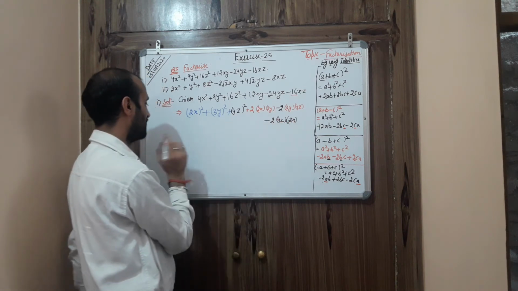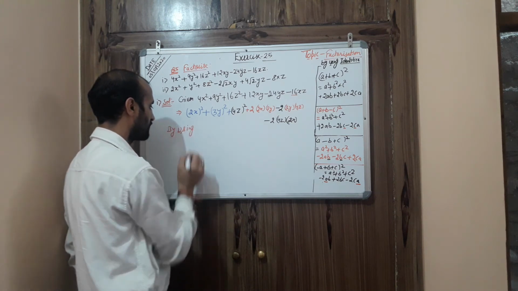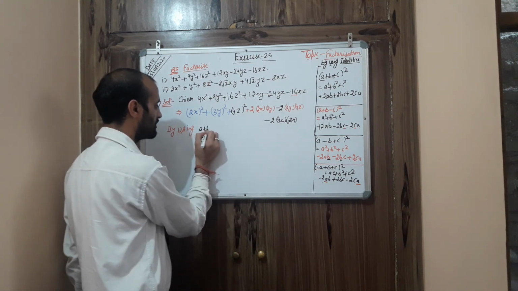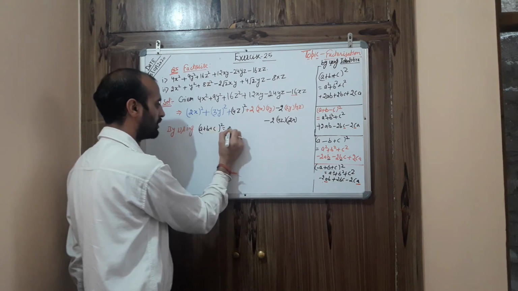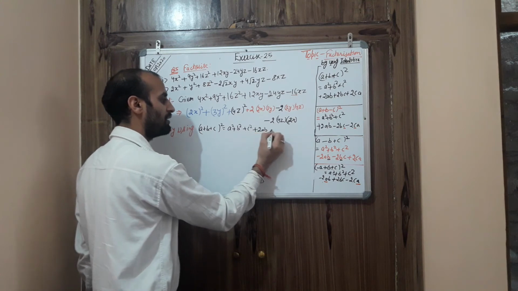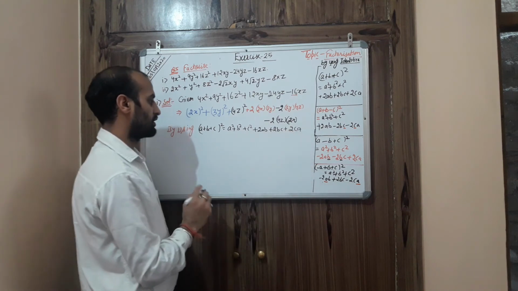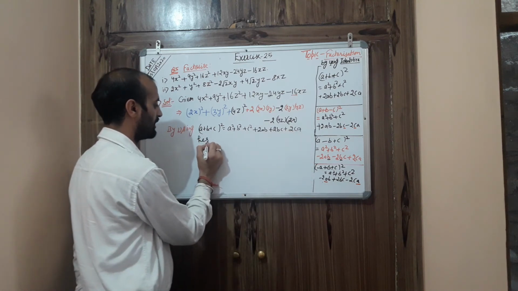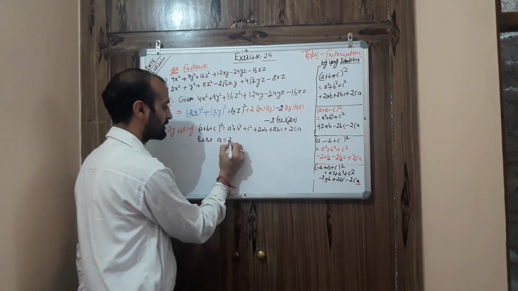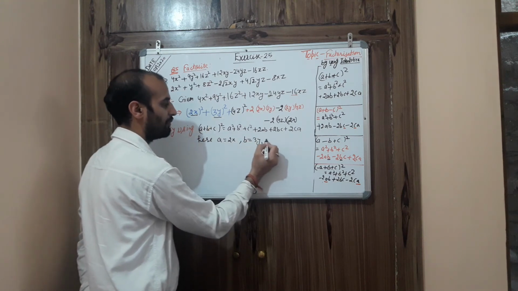x and z are similar. So now you can write it by using the identity (a + b + c) whole square, which becomes a square plus b square plus c square plus 2ab plus 2bc plus 2ca. Here, what is the value of a? This is our main task. a is equal to 2x. What is the value of b here? 3y. And what is the value of c here?